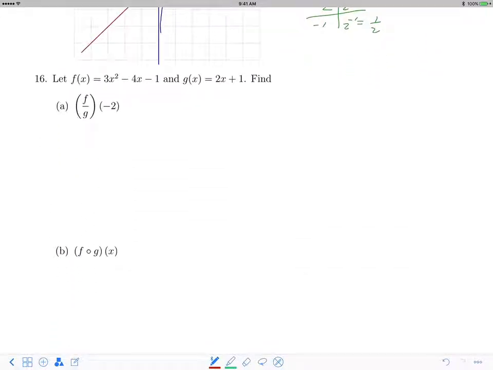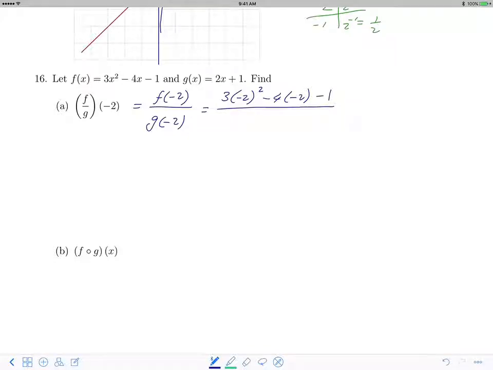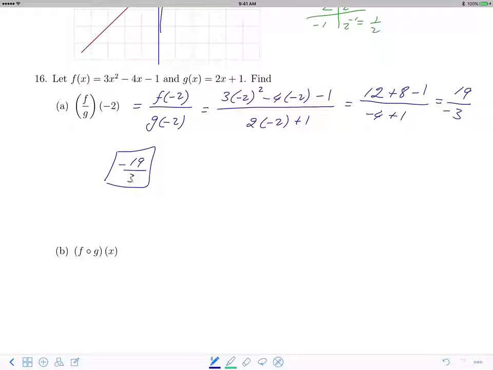In number 15, we have to calculate the quotient f over g of negative 2. That's very easy. That's just f of negative 2 over g of negative 2. So if I plug in negative 2 inside f, I get 3 times negative 2 squared minus 4 times negative 2 minus 1 all over, plug in negative 2 inside g, 2 times negative 2 plus 1, and then work these things out. This is 12 plus 8 minus 1, and this is negative 4 plus 1. So this gives us 19 over negative 3. So the answer to this question is negative 19 over 3.